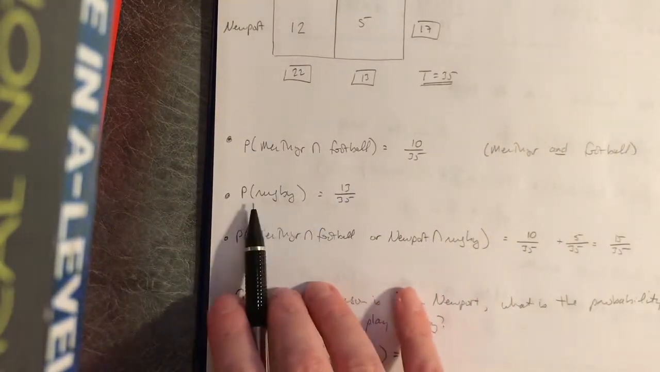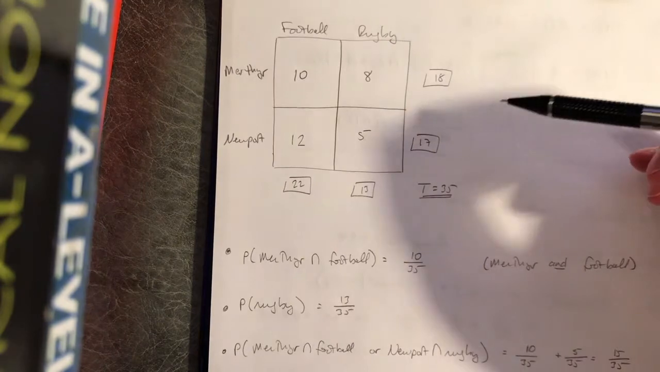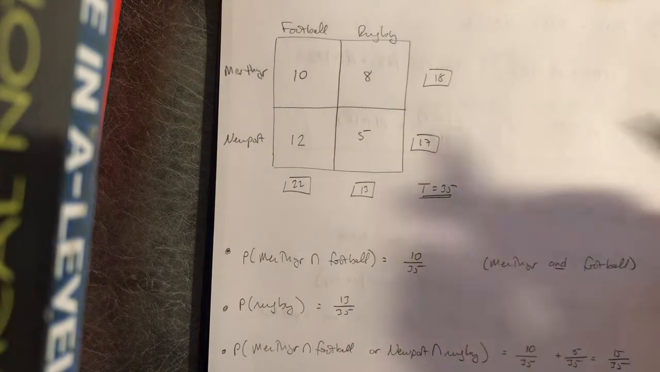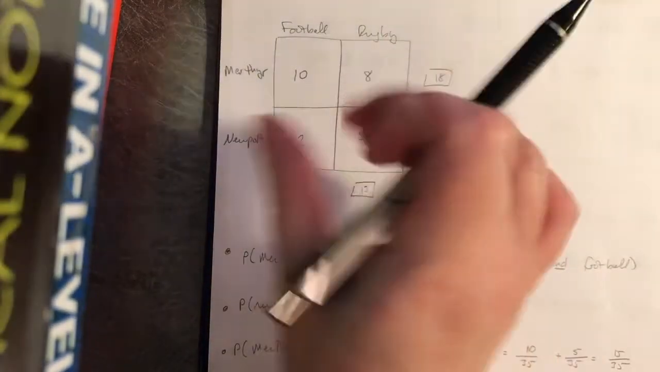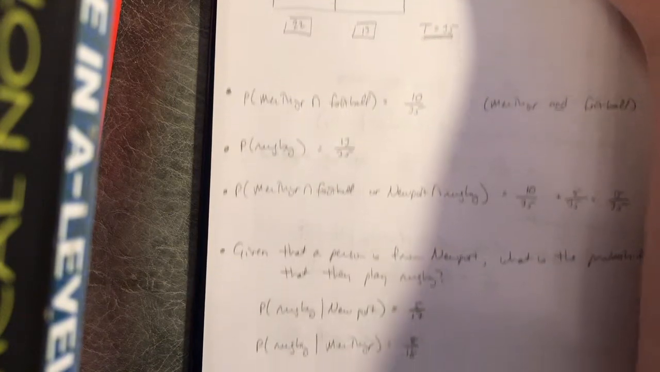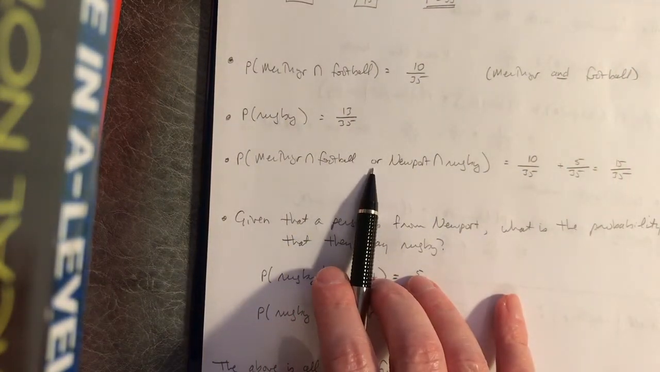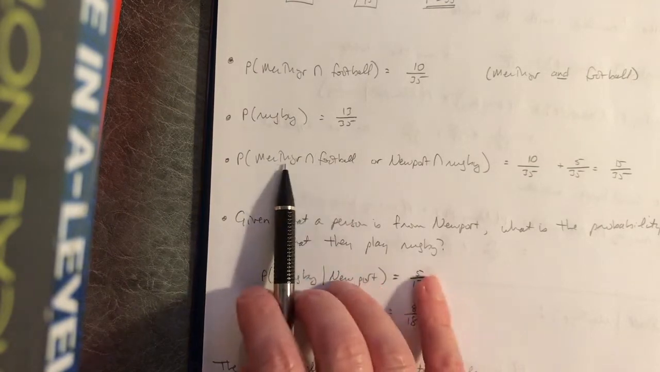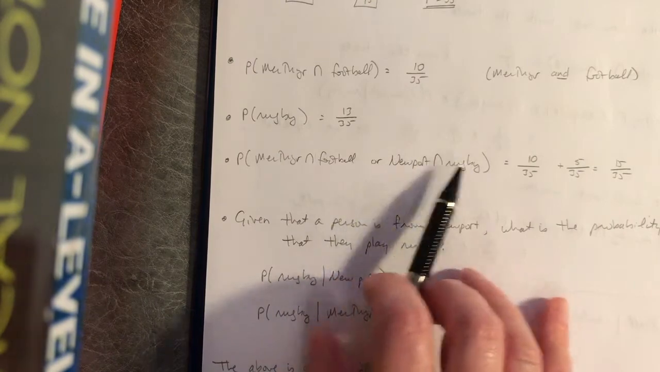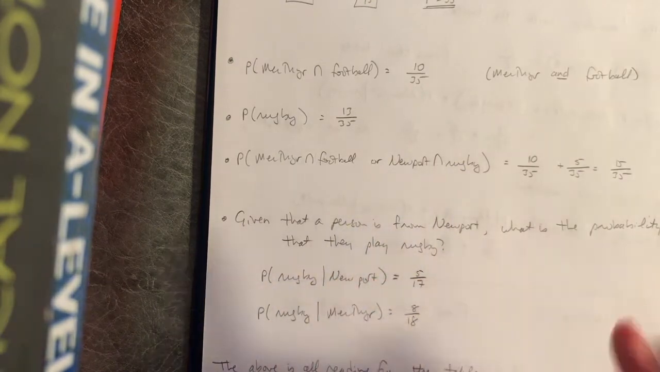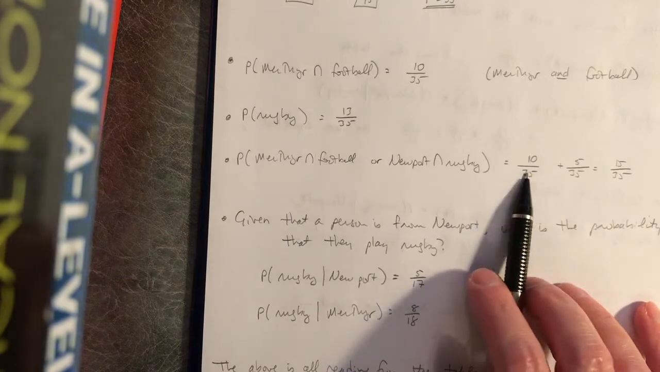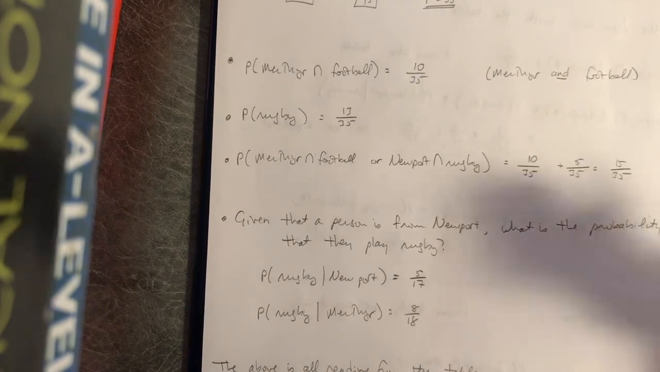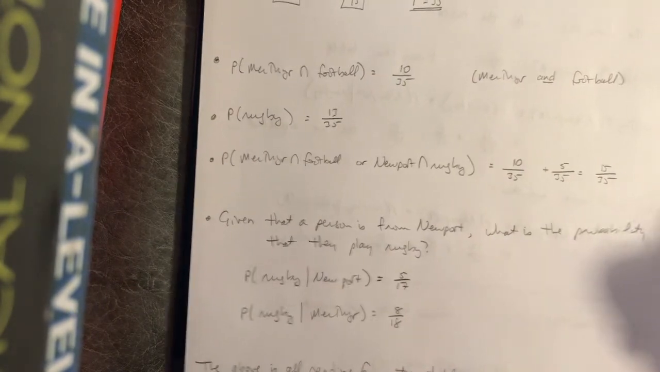Okay. What's the probability that you play rugby? Well, that's your rugby people. That's 13 out of 35 people. Okay, fairly nice to chop and group your population here to answer those sorts of questions. I could ask complicated questions like, what's the probability that you're a Merthyr footballer, or you're a Newport rugby player? Okay, there's no overlap in this example, so we add the probabilities and get 15 out of 35. Okay, that's all relatively readable off the table.